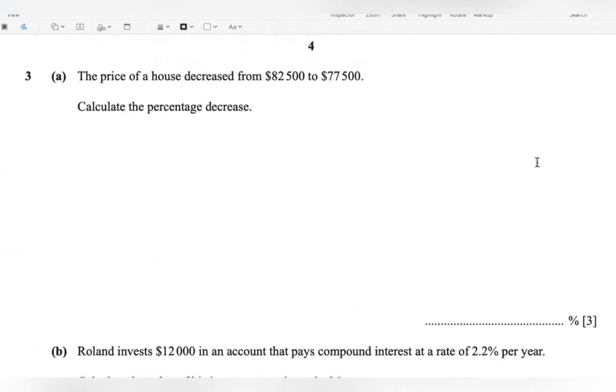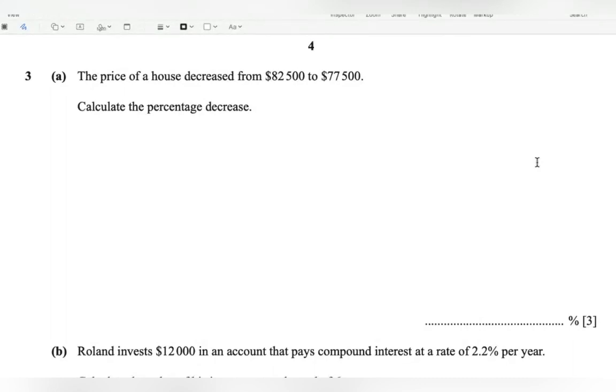Now we go to question 3. The first part says, the price of a house decreased from $82,500 to $77,500. Calculate the percentage decrease.